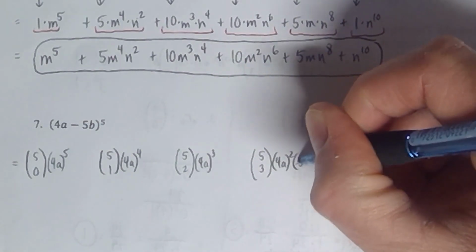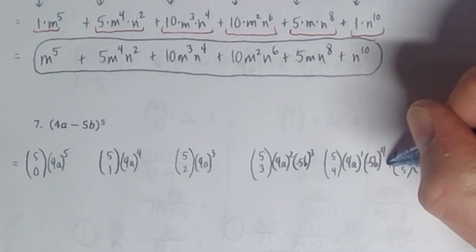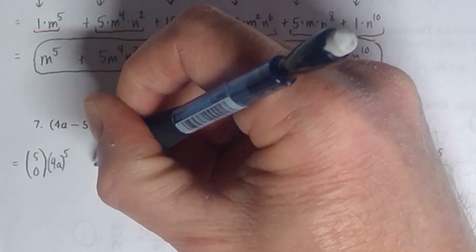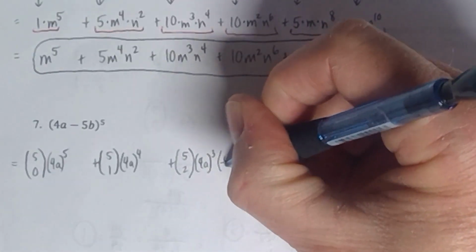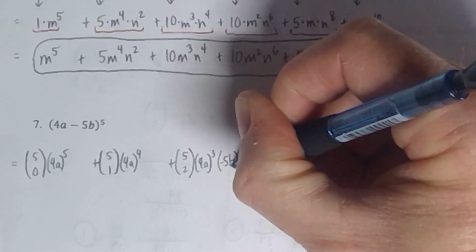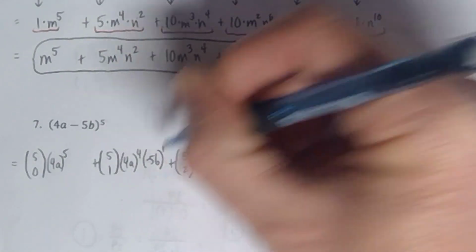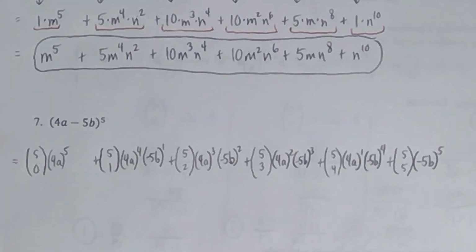Negative 5b to the 3rd. Okay, leave enough space to put a plus sign in front of each skinny bracket here, by the way. Okay. Negative 5b to the 2nd. Negative 5b to the 1st. And then no negative 5b at all here. Okay.